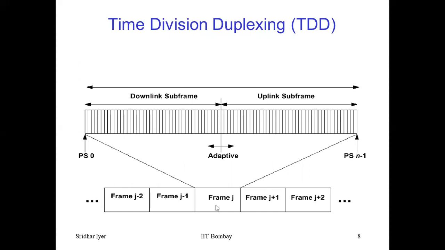So the different frames are frame J-1, J-2 up to J, on the positive and negative axis. On the positive axis it is J plus 1, J plus 2, and on the negative axis it is J minus 1 and J minus 2. PS0 is down. Now it is the PS0 adaptive scheme up to PSN minus 1. The downlink subframe and uplink subframe will be given here.